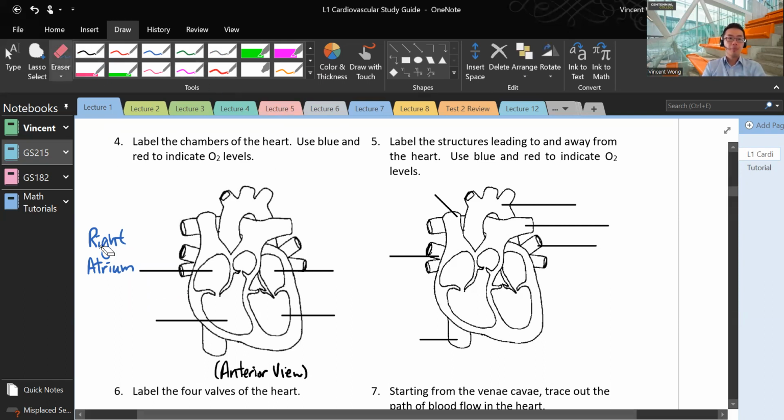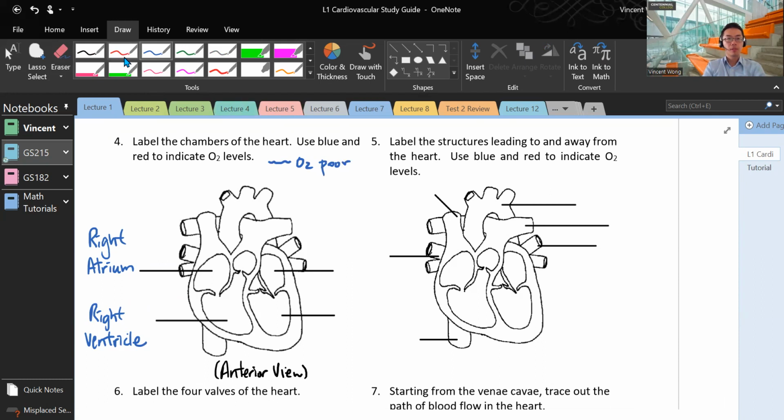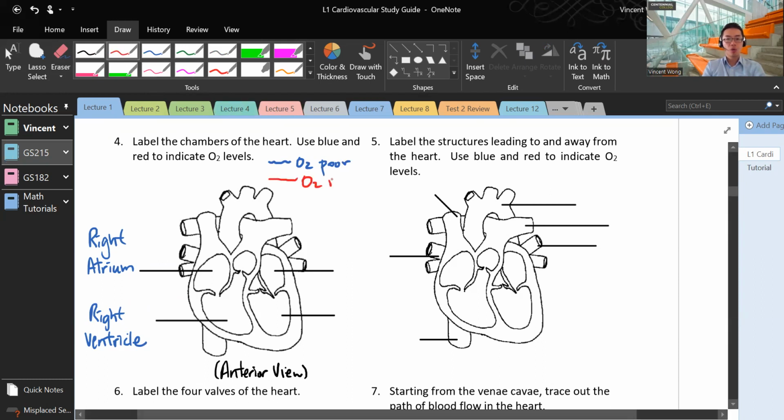Okay. Below the right atrium, we have the right ventricle. Okay. So blue is oxygen poor, right? O2 poor. And red is O2 rich. So over here, we have the left atrium receiving fresh blood from the lungs. And the blood's going to go down to the left ventricle.